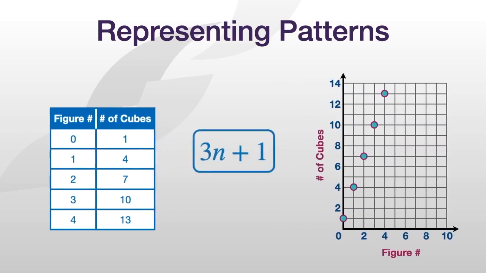We can now extend to the graph the earlier connections that we noticed between representations. The 3n shows how the pattern changes between two sets of values. We notice that same relationship in the graph.